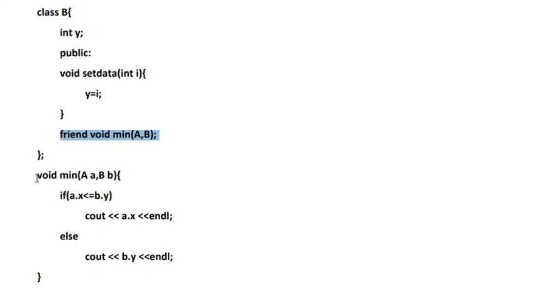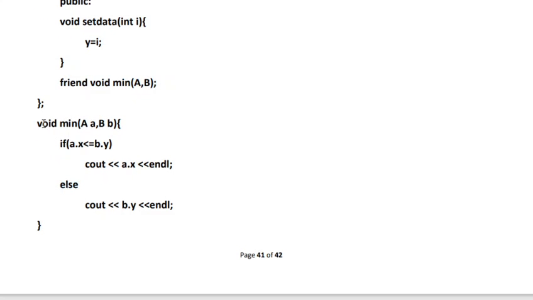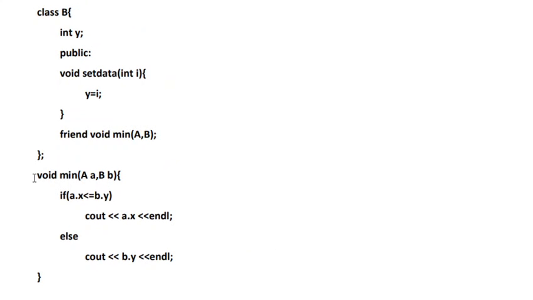Now I have defined the min function. You see, it's a very simple function definition. Void min, here I'm passing small a and small b, which are objects of capital A class and capital B class. We have said that we can access the members using the object of the class and the member access operators. Here we are not providing the keyword friend, neither are we providing the scope resolution operator, because it's not within the scope of any of the classes, neither A nor B.